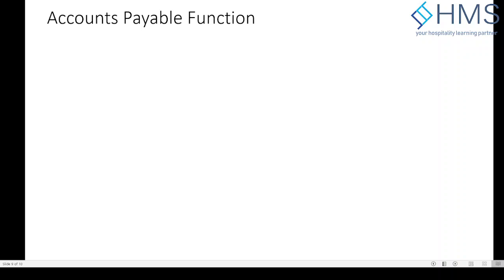Let's dive into today's first topic, which is accounts payable. Accounts payable, as you would know, is a very simple process where you are paying the invoices related to the hotel to the supplier. So there is not much to do.